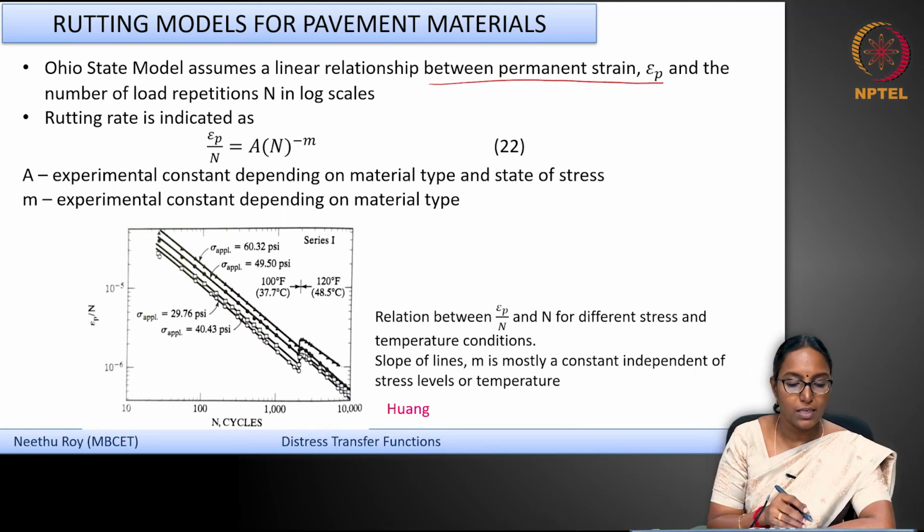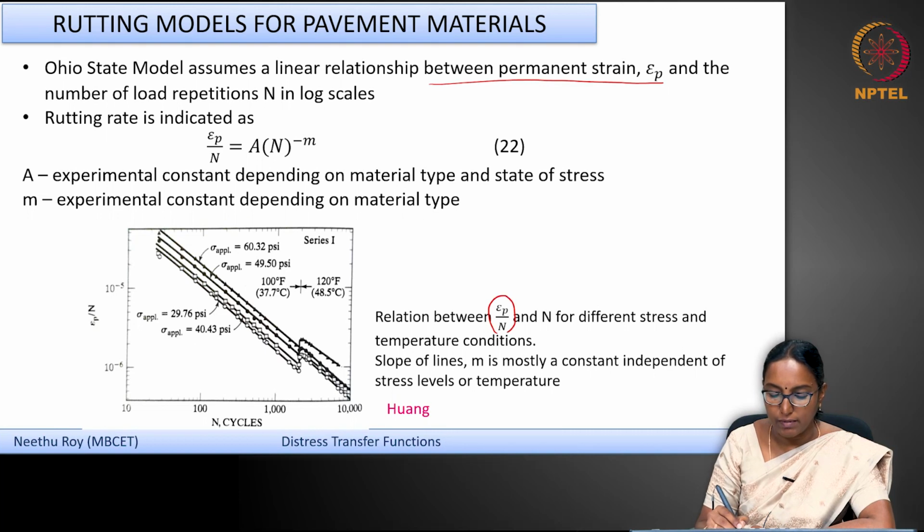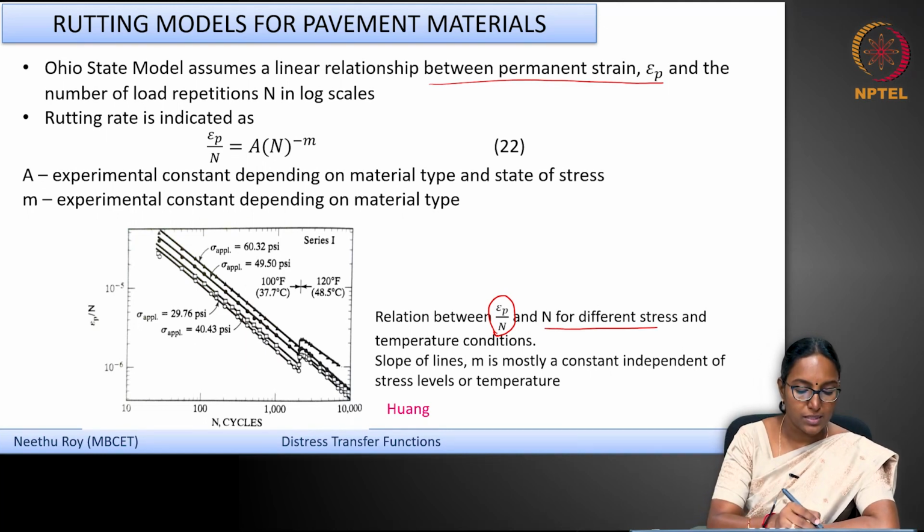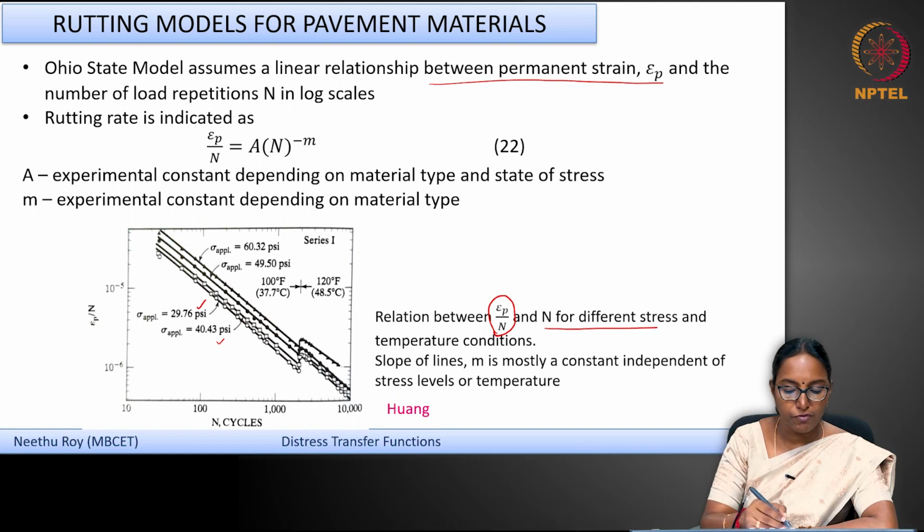So, you can see a similar picture drawn here which shows the relationship between epsilon P by n. See, rather than taking the permanent strain epsilon P, the rate of permanent strain, which is epsilon P by n, is noted here, and n is the number of load repetitions, and the plots are made for different stress levels and at different temperatures. You can see the stress application of 29.76 psi, then application of 40 psi and so on, and also at different temperature levels.